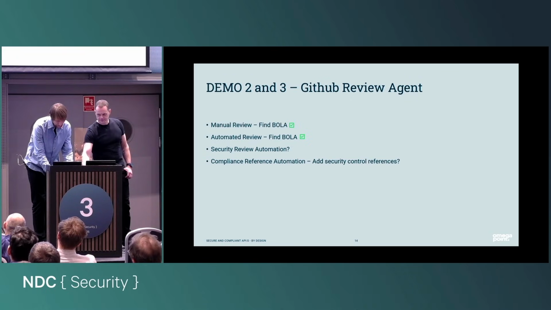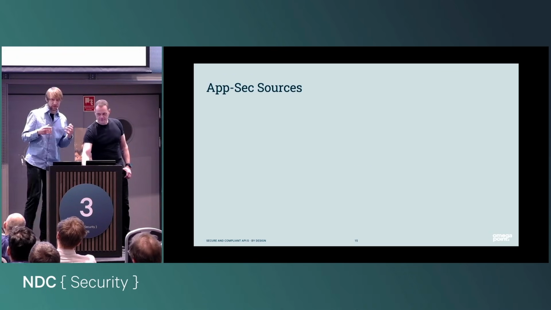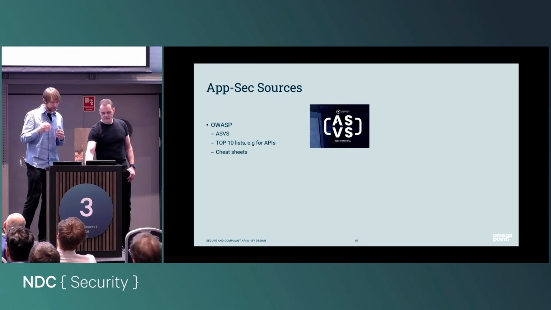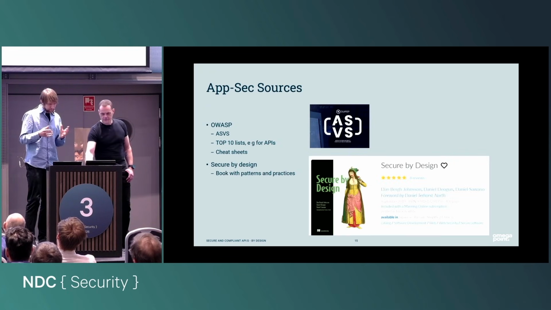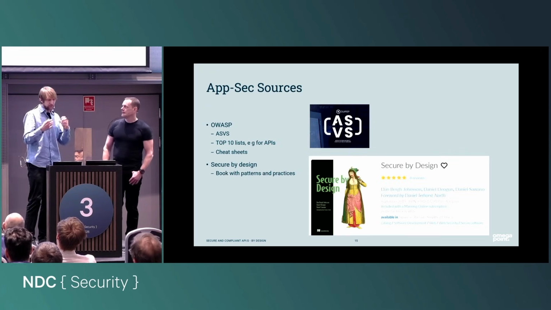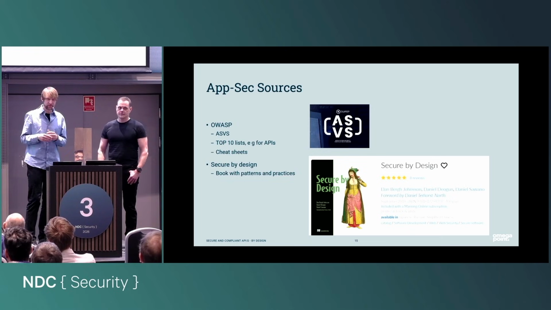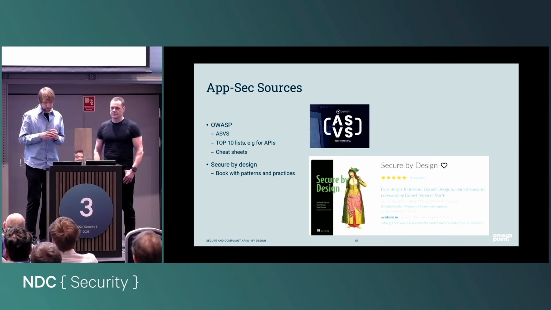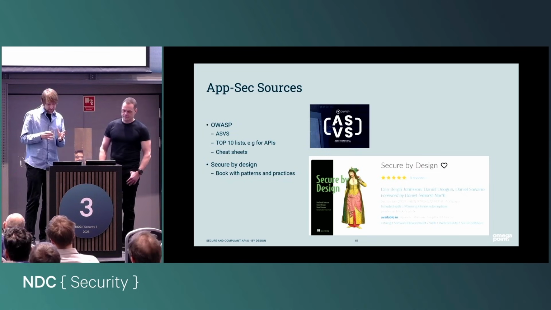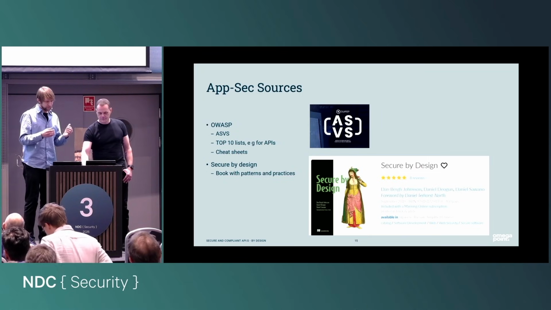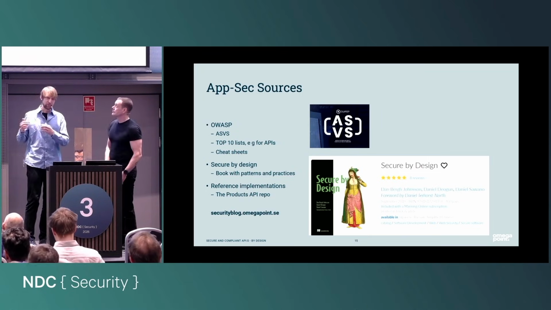Yeah. So, if we look at the AppSec resources that we use when we work, there are some great resources from OWASP, which we mentioned. So we have the ASVS, we have the top 10 list and cheat sheets. And then for more architectural patterns that go beyond the scope of OWASP, we are proud to recommend this book written by some of our colleagues at Omega Point. And if we combine this with a reference implementation to understand how you should do the code, that was the products API that we showed you.